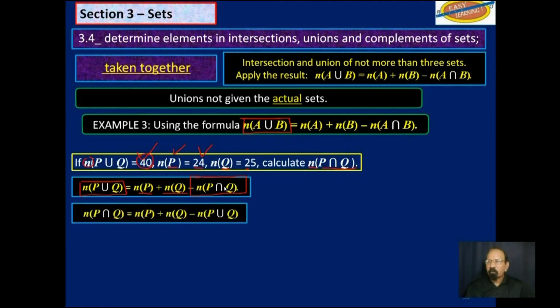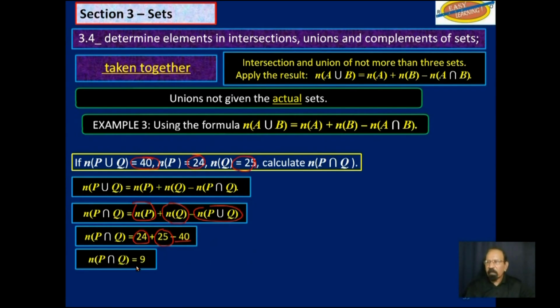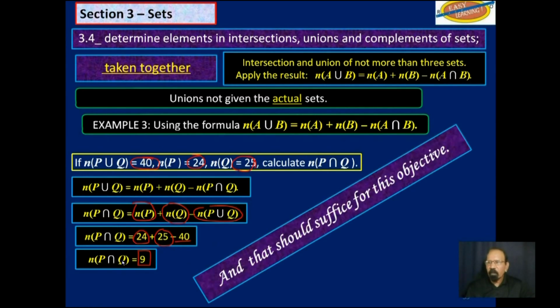So we will change the subject of the formula, and we get cardinality of P intersection Q is equal to cardinality of P plus cardinality of Q minus the cardinality of P union Q. Let's substitute the numbers we are given. 24 here, which is that, which is this, plus 25 here, that, which is this, minus 40, which is this here. And so we work that out and we find that we have 9 elements common to both P and Q. And I think that that should suffice for this objective.